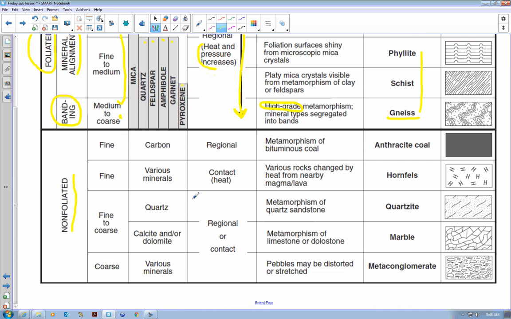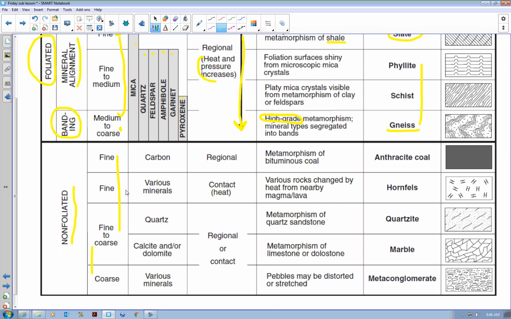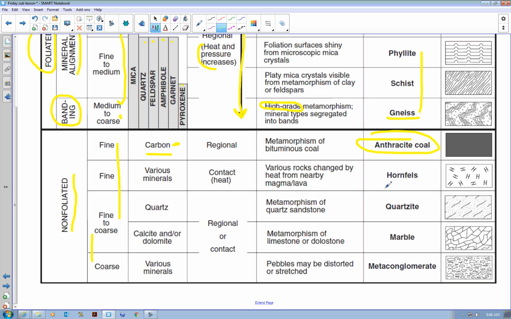The bottom half of the chart are non-foliated rocks, and these tend to be mostly fine on the upper portion here, and on the bottom these tend to be larger in crystal sizes. You can see the compositions. This is coal, anthracite coal, and coal is purely carbon. These other things, hornfels and quartzite, sometimes they have specific compositions.